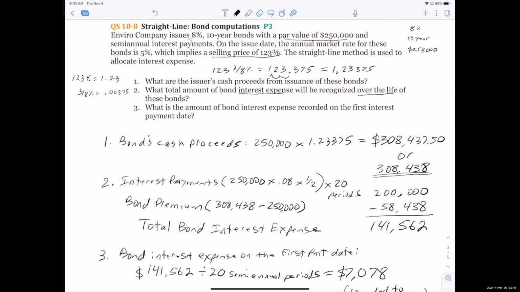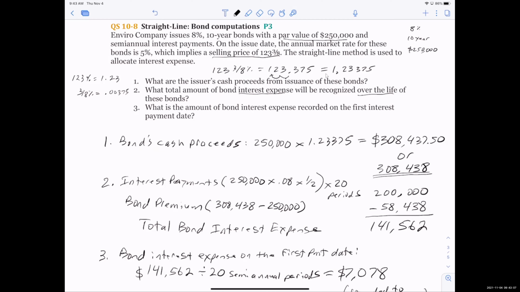So if you want our 8% bond and get more interest, you're going to have to pay us more for it. And because of that, the selling price is going to be 123 3/8% of the par value of that bond, or the face value, the 250,000. Okay.